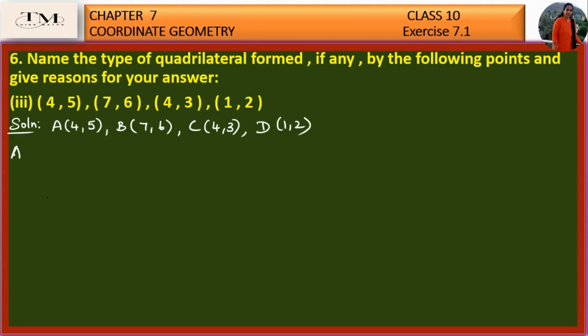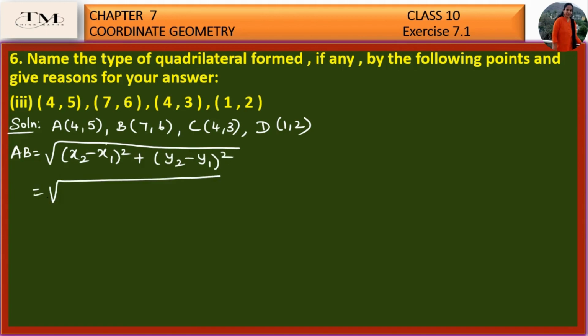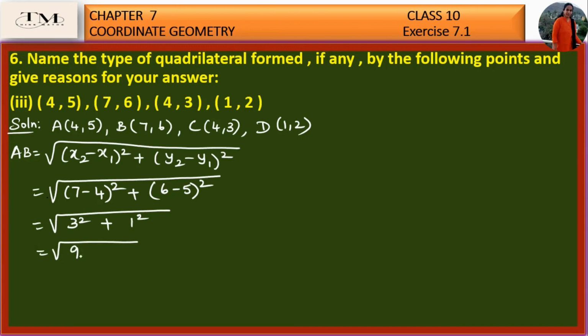So we have to find AB, BC, CD and AD. Let us write the distance formula: square root of x2 minus x1 whole square plus y2 minus y1 whole square. So x2 is 7, x1 is 4, so 7 minus 4 whole square plus y2 is 6, y1 is 5, so 6 minus 5 whole square. So 7 minus 4 is 3, 3 square is 9, and 6 minus 5 is 1, 1 square is 1. So it is root 10.